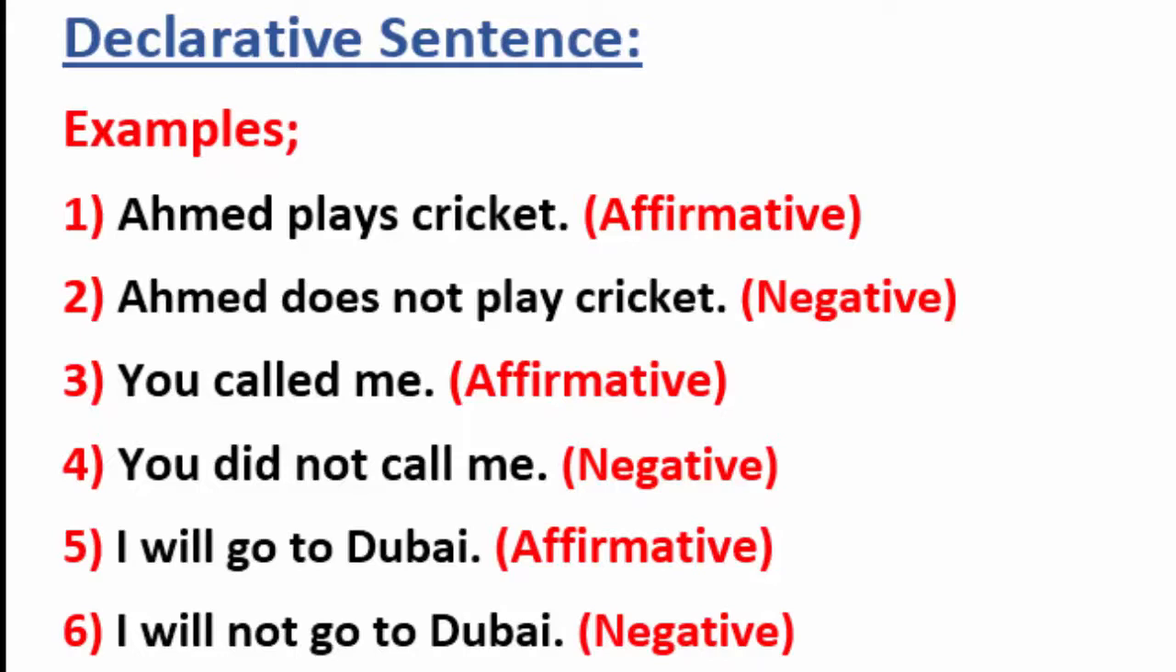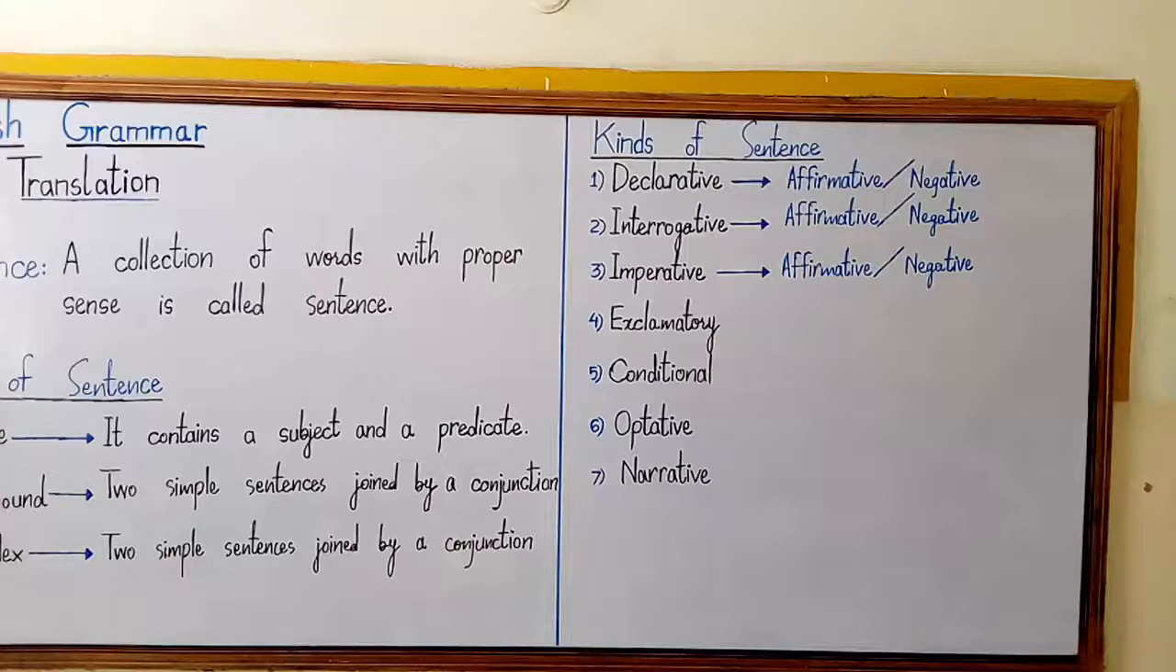Example number 5, I will go to Dubai. This is an affirmative sentence. And example number 6, I will not go to Dubai. This is an example of negative declarative sentence. An interrogative sentence can also be affirmative or negative.